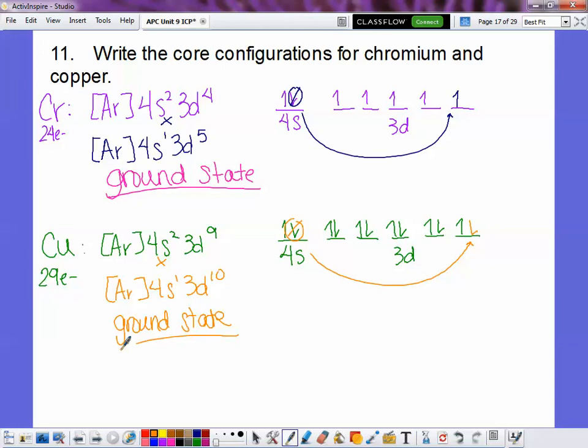And again, this happens with the entire copper family. So silver and gold, and 111 has a name on our periodic table. It's not named up there, but it does have a name. I can't think of it right now.